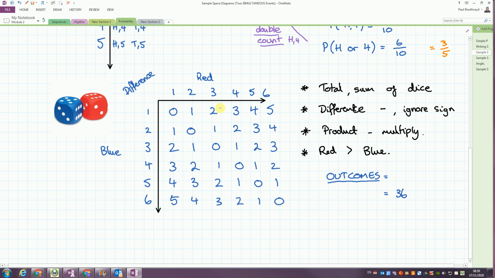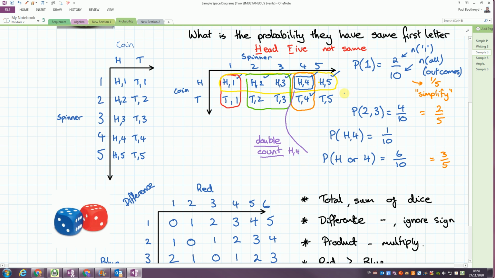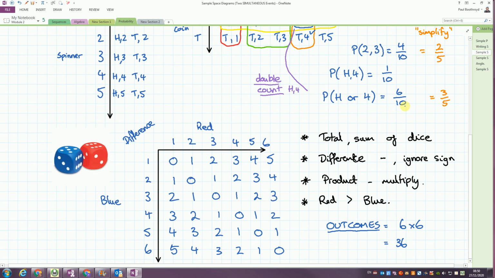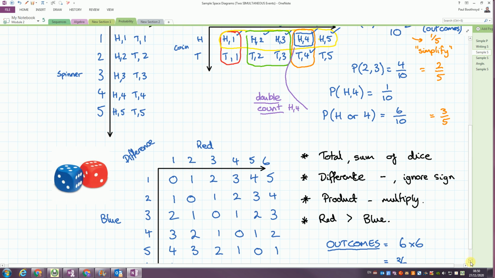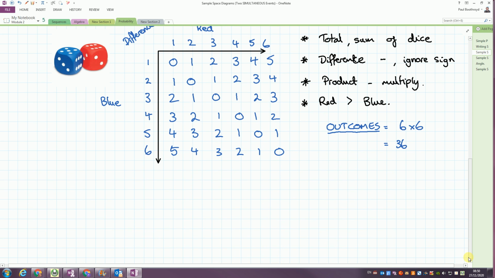And a short way to find it is, well, we've got a grid, which is a rectangle, which is 6 by 6. Above, we had rectangles that were 2 by 5, that's 10. So the number of outcomes was 10. So now we know the number of outcomes, all our probabilities can be written in that way.